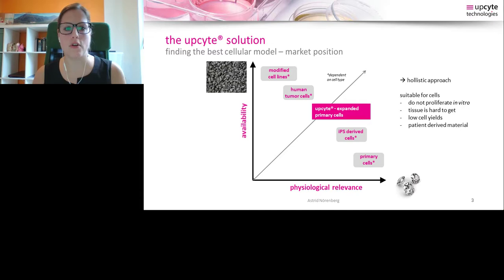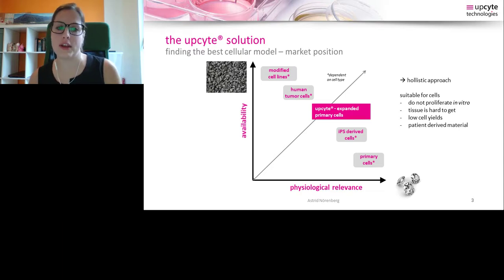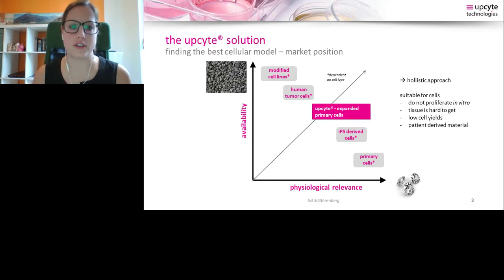So we're aiming for a compromise model, meaning we're trying to offer a cellular model which has, on the one side, high availability, and on the other side, high physiological relevance. This is a more holistic approach, suitable for cells that in general do not proliferate in vitro, such as the hepatocytes, or where the tissue is hard to get, or where we have low cell yields, or also if you have patient-derived material where you just get a few 100,000 cells, for example.